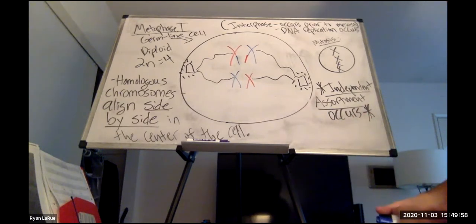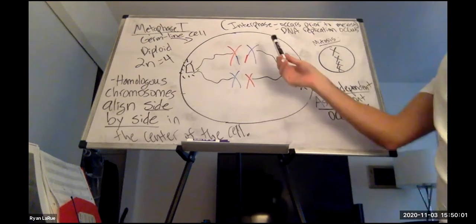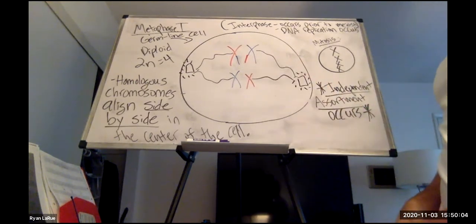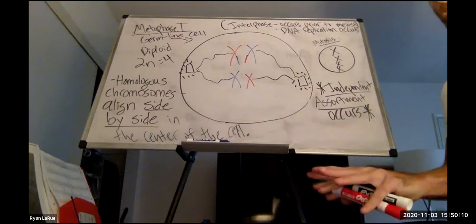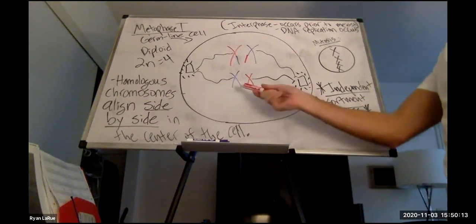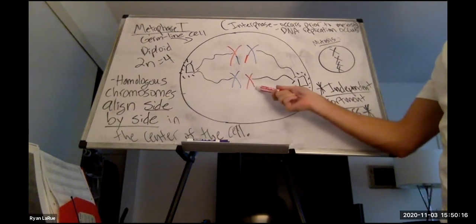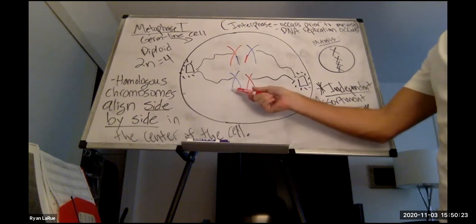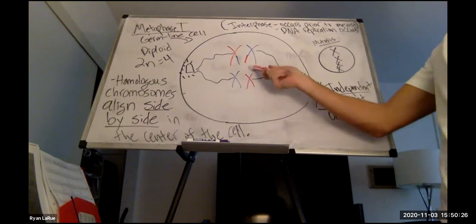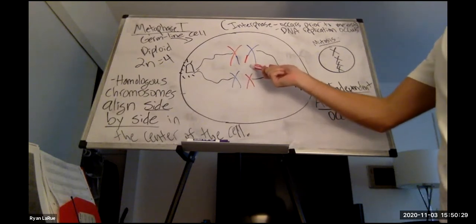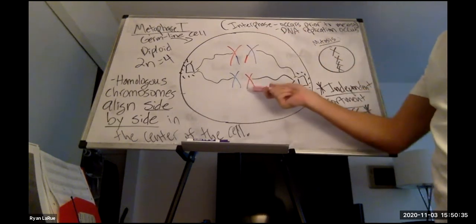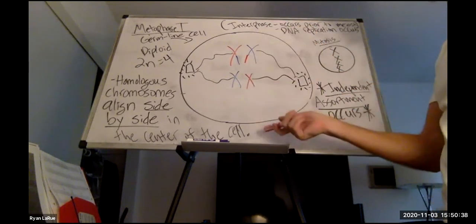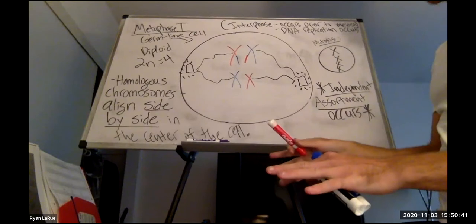Okay, so independent assortment, what does that mean? So like I mentioned, our homologous pairs are lining up side by side, but which side they line up on is completely random, completely. So I could have drawn this homologous chromosome here and this maternal homolog, to be more specific, over here. Totally random. So where they line up in metaphase 1, along what we call the metaphase plate, just the center here. So which side they line up on for all the 23 pairs is random and independent.